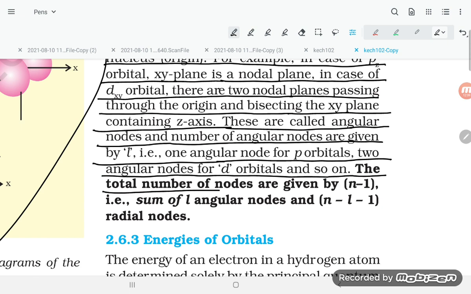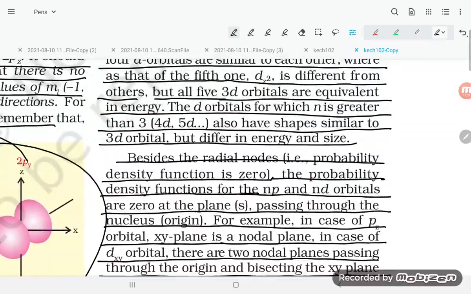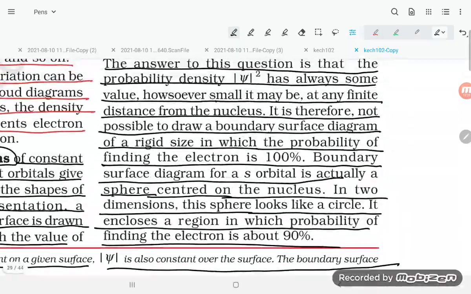The total number of nodes is given by n minus 1, and besides the L angular nodes, the number of radial nodes is n minus L minus 1. So that is what we have about the nodes and the energies in boundary surface diagrams.